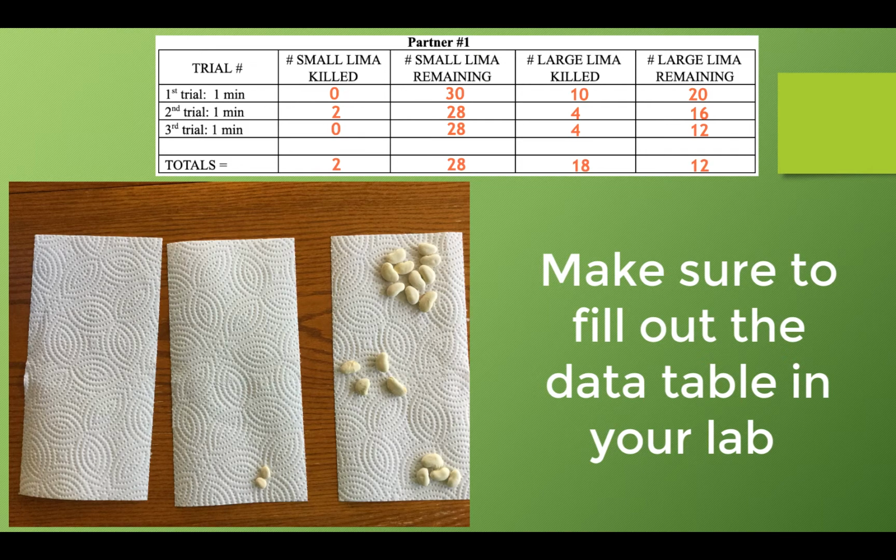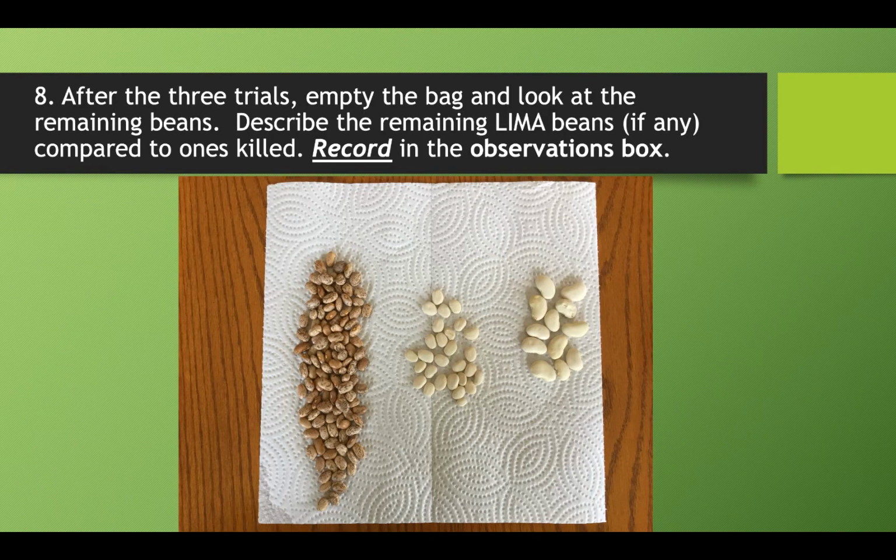Hopefully you're starting to see how this is a simulation for the process of natural selection in a predator-prey relationship. So here are the remaining lima beans after our first trial. You can see that we got all of our pinto beans left. That's our habitat. We have way more small lima beans than we do large lima beans. I wonder why that may be. Make sure you record these observations in the observation box underneath the data tables.